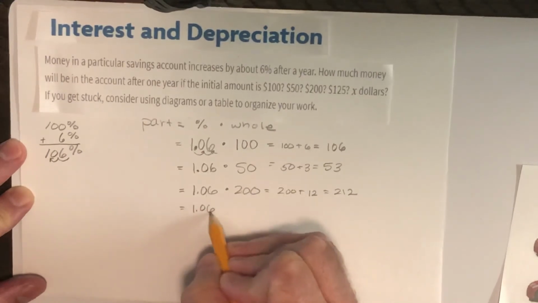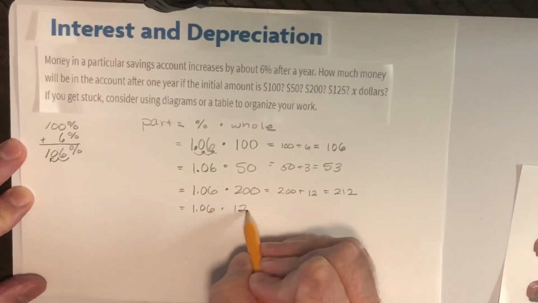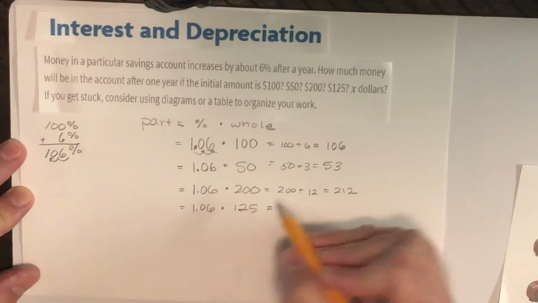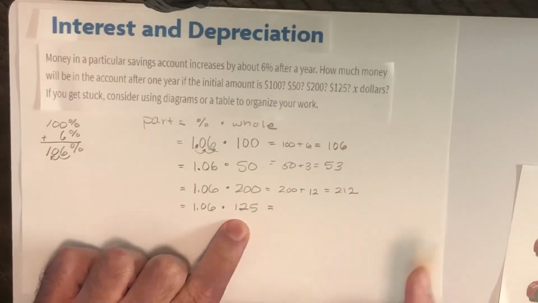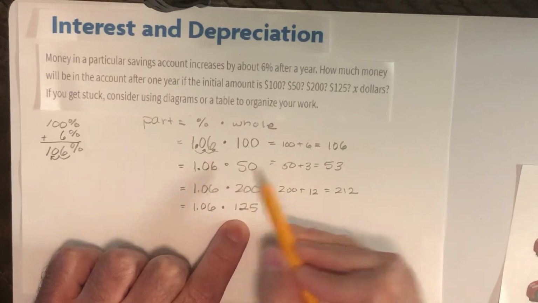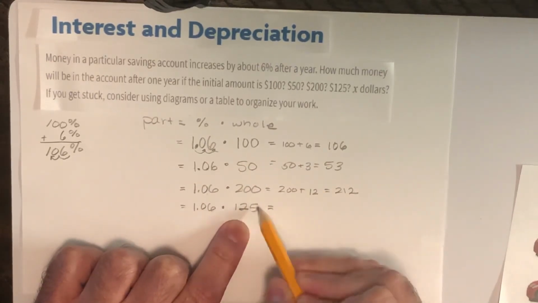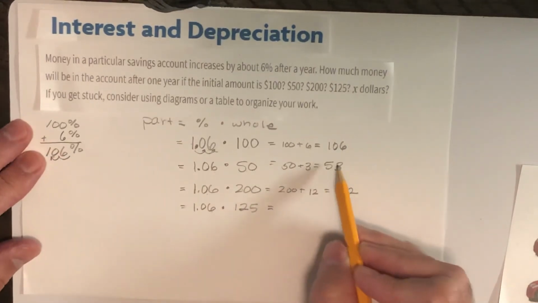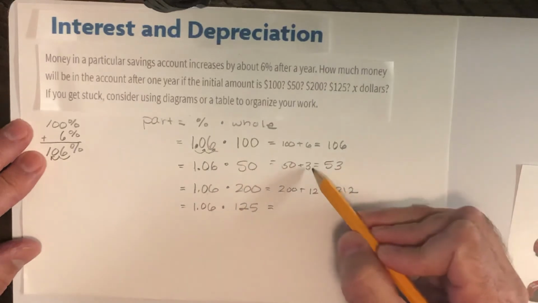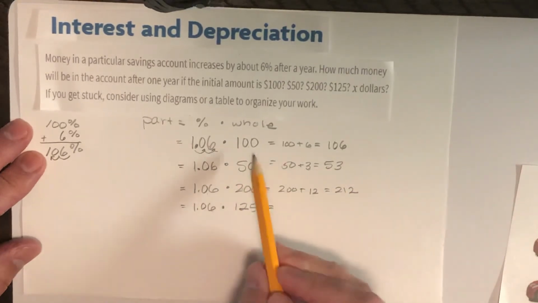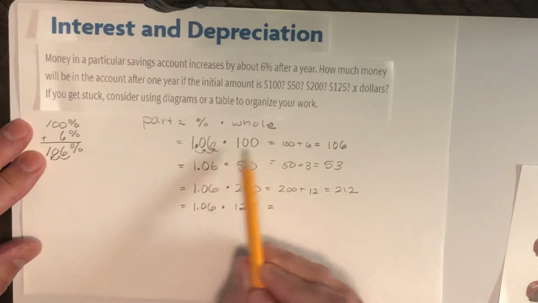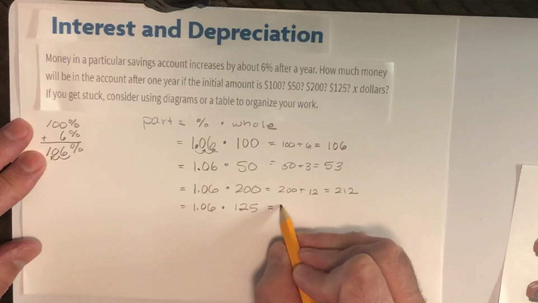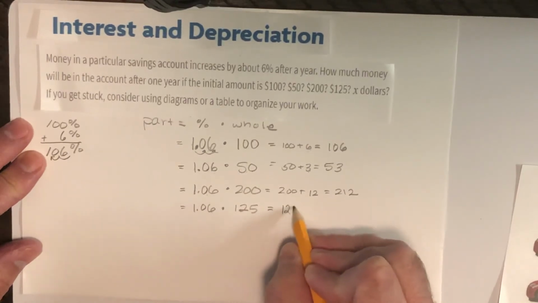This one's not quite as obvious, but if I need to find out 106% of 125, I'm going to look back to 50 here. I knew 6% of 50 was 3, so 25 is half of 50, which means half of 3 will be $1.50. So if I add that $1.50 to the interest on $100, which was $6, that would give me a total of $7.50. Again, that one might not be as obvious as some of these other ones.